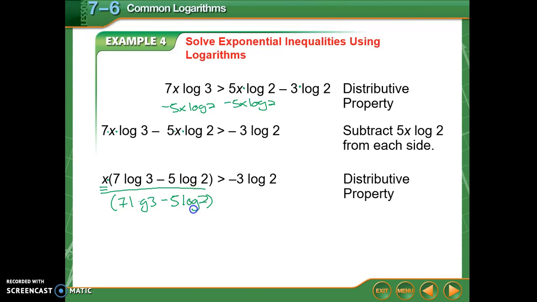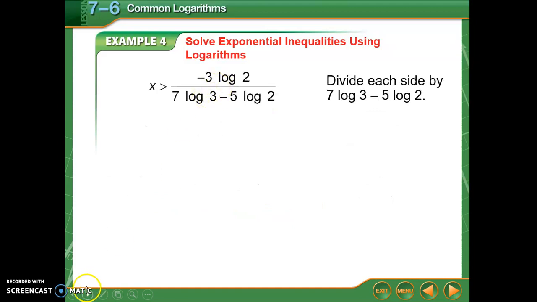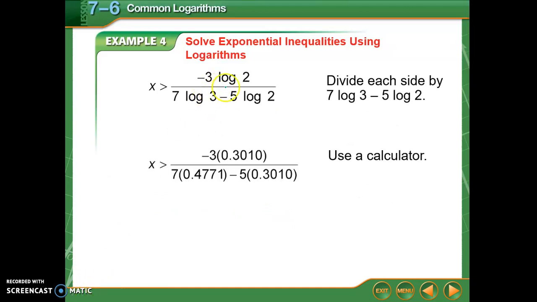I don't know why my pen is erasing itself. And I'm going to do that on the other side as well. So it would look like this. So this side looks really messy, but we're going to use a calculator to evaluate it. So it looks like this. Then we're going to use a calculator to find log of 2, log of 3, and log of 2. Fill those in. And then we'll use a calculator again to simplify.